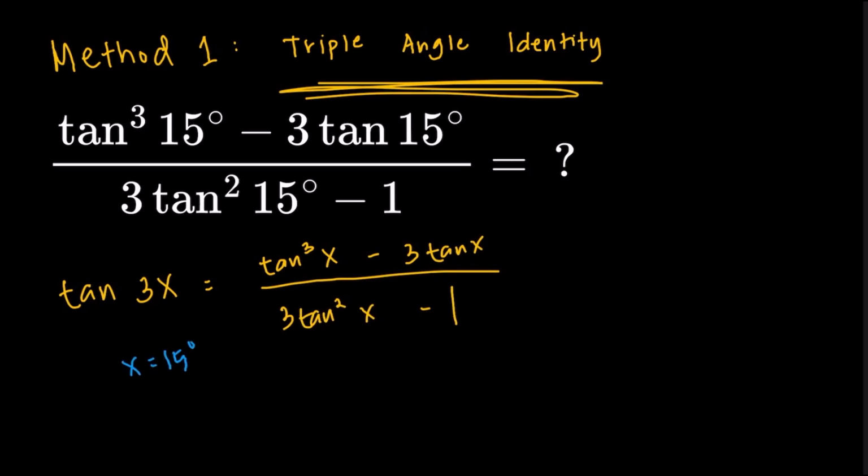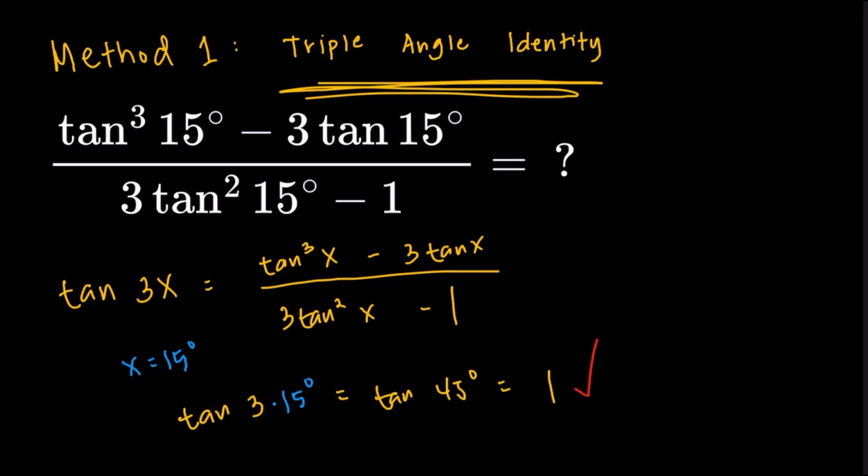So essentially, this given is just equal to tangent of 3 times 15 degrees, which is tangent of 45 degrees. So what's tangent of 45 degrees? That's just 1, and we're done here.